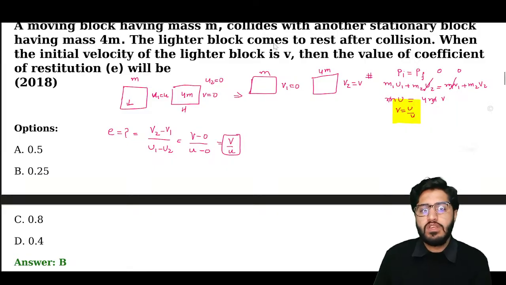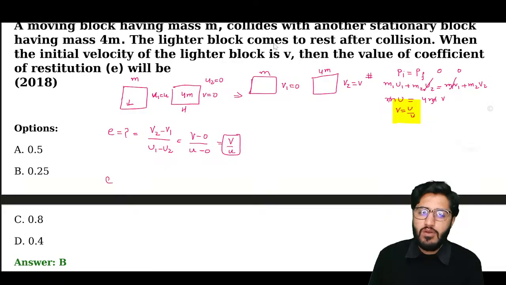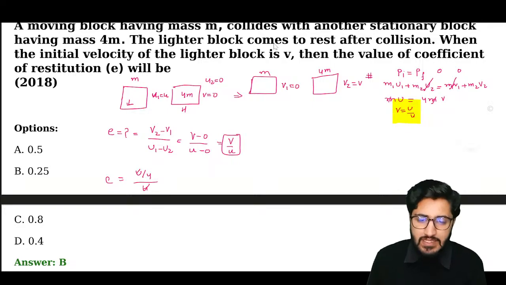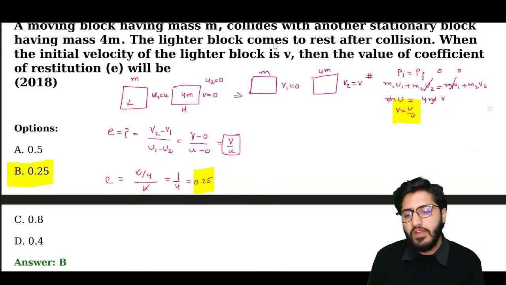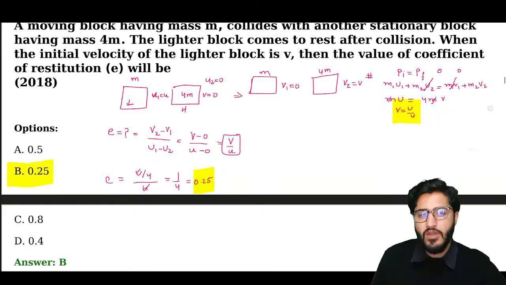Now put this value here. So e is equal to v. What is v? v is u by 4, whole divided by u, right? u cancels out, so my answer came out to be 1 by 4, which equals 0.25 only. So the answer is B, 0.25 only. Now next one.